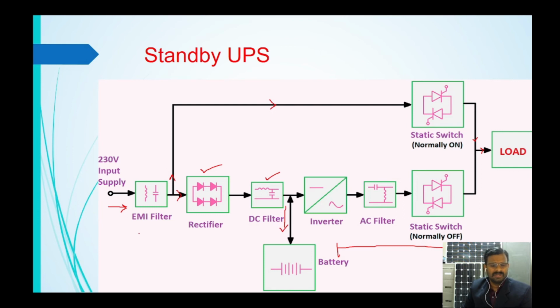Now, when you want to change the mode, or the power is switched off, okay, the utility power is off. So this time I need to take the energy from this battery. So when you want to take the power from the battery, what happens?